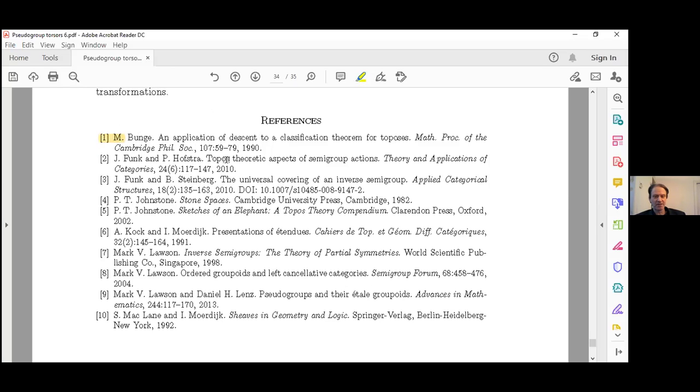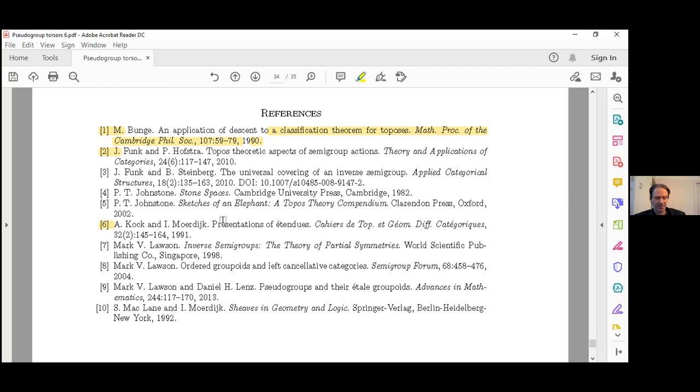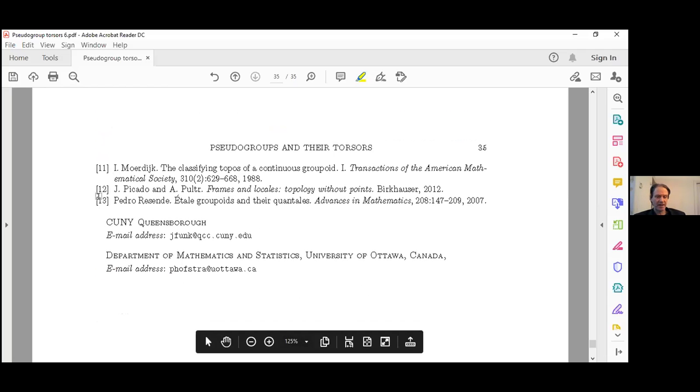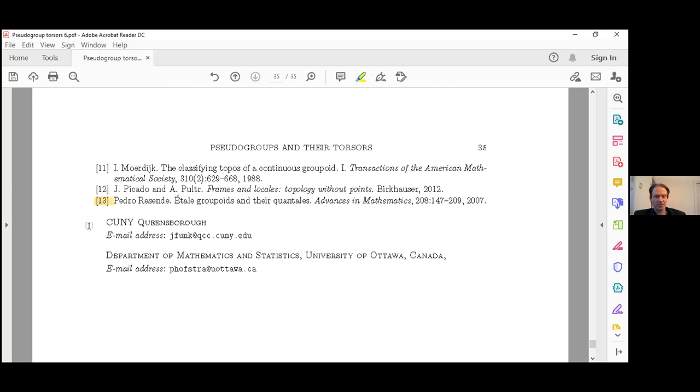Marta's paper, that goes back to 1990. And then Peter and I wrote a paper in 2010. This paper is important. And then the next one I'd like to mention is this one by Koch and Mordig, Presentations of Étendue. And then down here, Mark Lawson and Lentz, Pseudogroups and their etale groupoids. And also finally, Pedro Resende's paper, 2007.